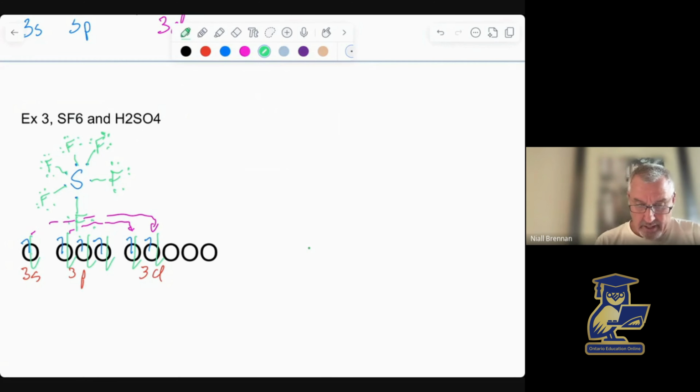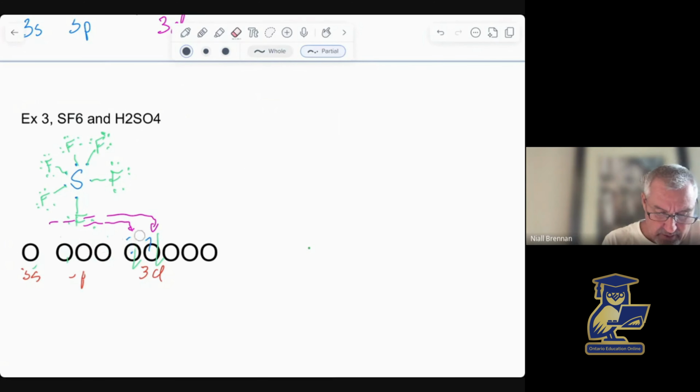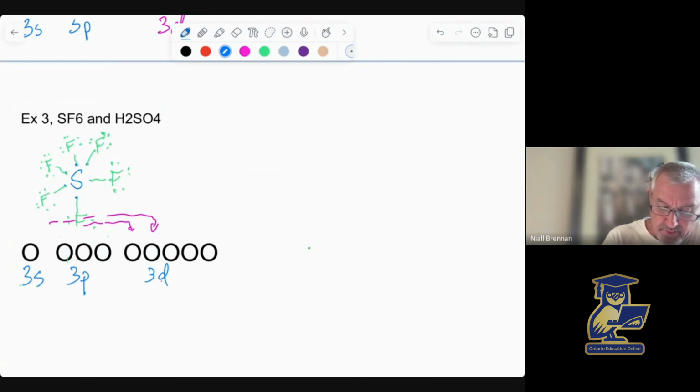All right, same thing again. We'll do this with sulfuric acid, another 6+ example. And we'll go right back here to, sorry, I did that incorrect. Let's erase that. Here's our 3s, 3p, and 3d, which we're eventually going to use. So let's start with the sulfate.